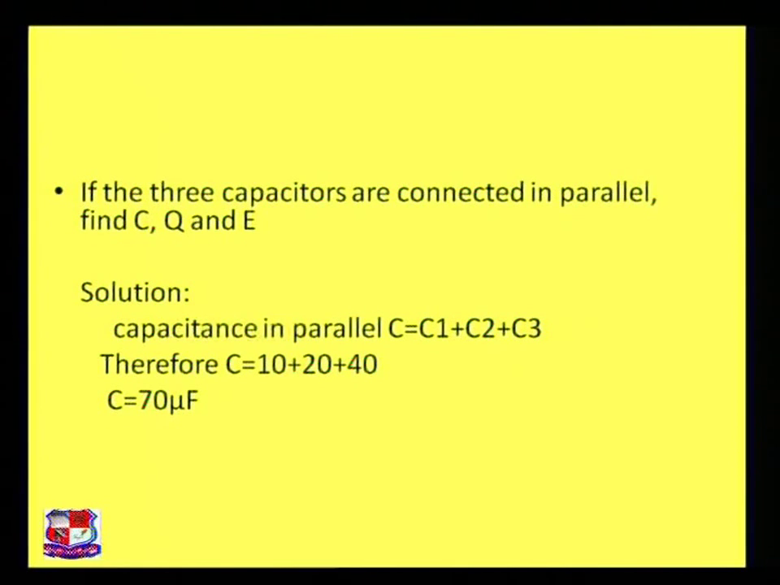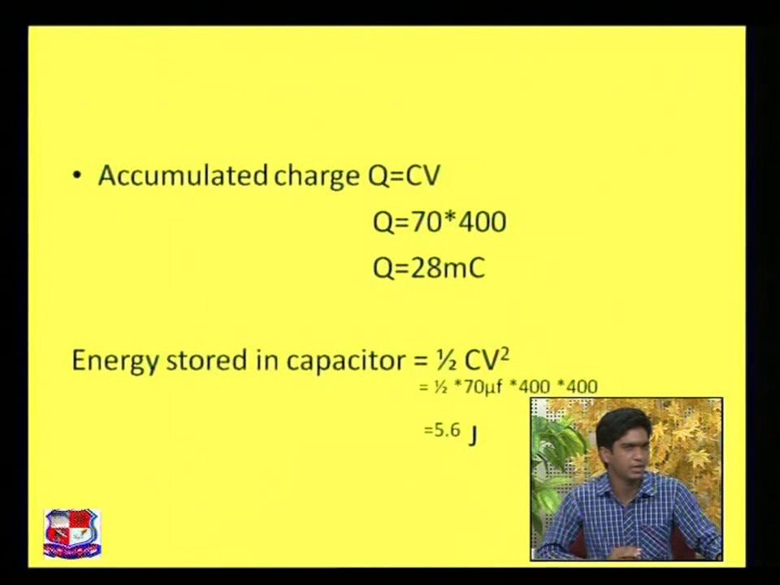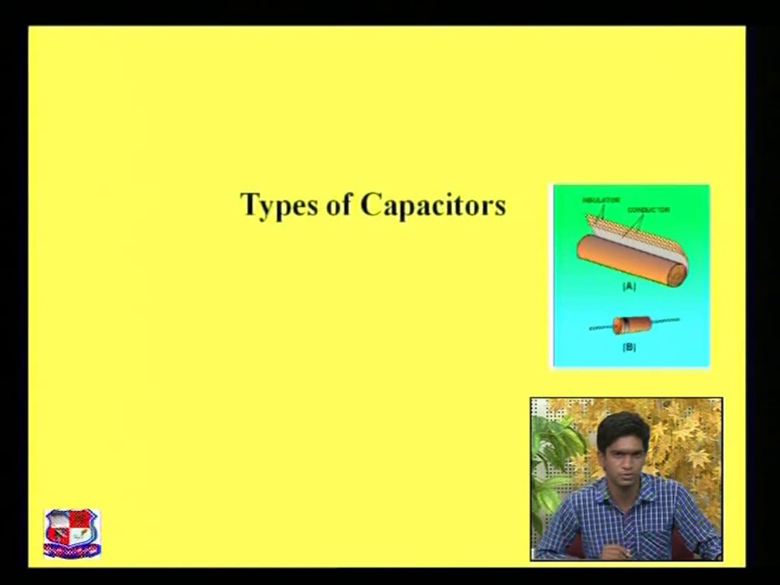Now same, if these three capacitors are connected in parallel, find C, Q and E. Now it is very easy, because if the capacitors are in parallel, we have the equation C equals C1 plus C2 plus C3. So we have C equals 70 microfarads, and after that the accumulated charge we can find by Q equals CV, and then the energy stored in the capacitor as half CV square. So it is 5.6 joule.